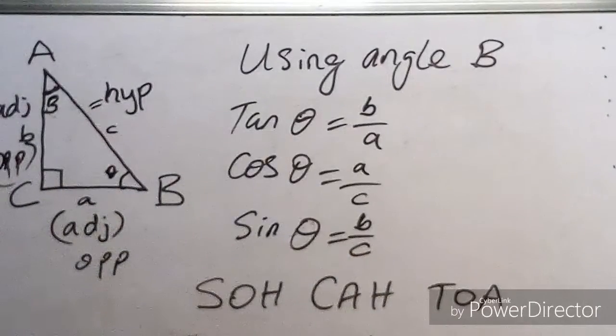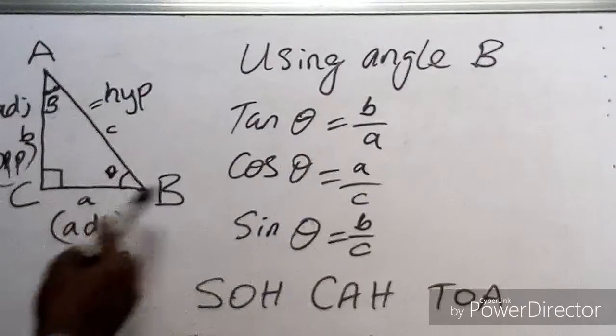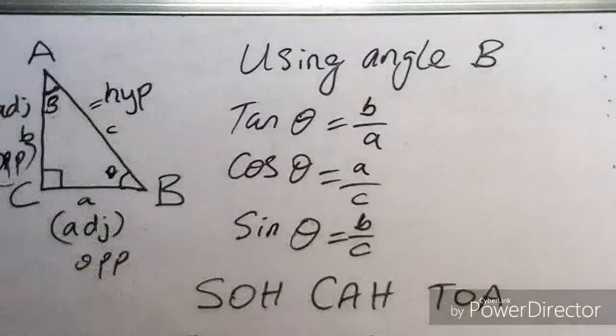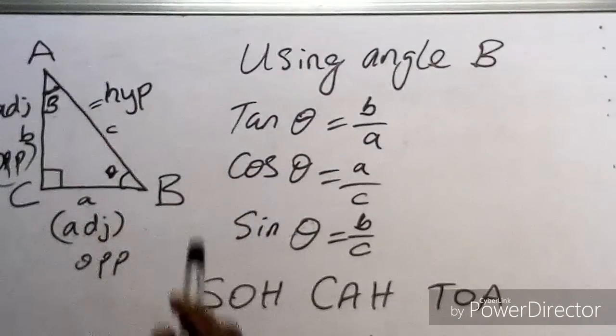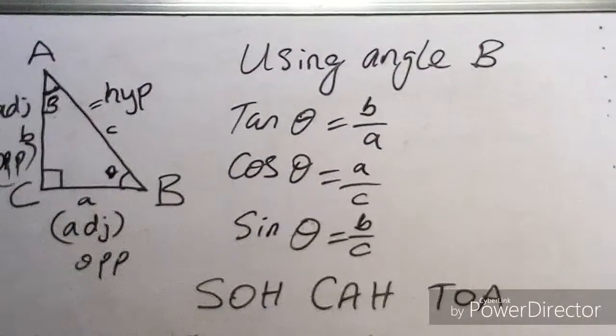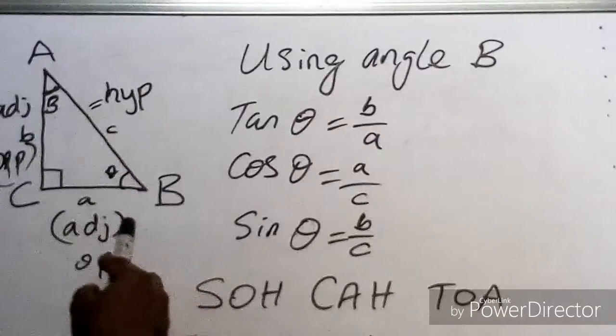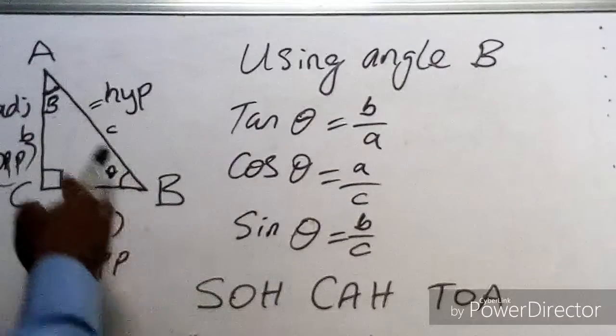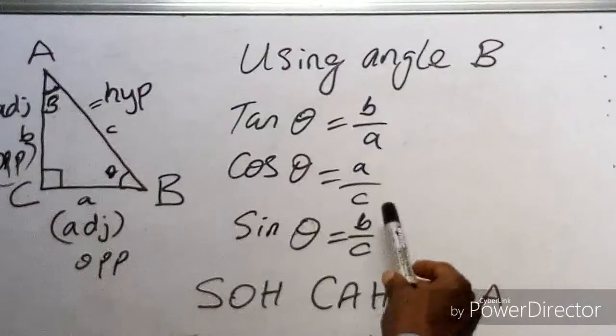So using only angle B, we are able to express the three trigonometric ratios, starting with tan there, which is opposite over adjacent. So opposite here is b, adjacent is a. So we have b over a. The next one we have is cos theta. We said it's a over c. How do they arrive at a over c? Cos is adjacent over hypotenuse. And the adjacent here is a, while the hypotenuse is c. That's why we have a over c.